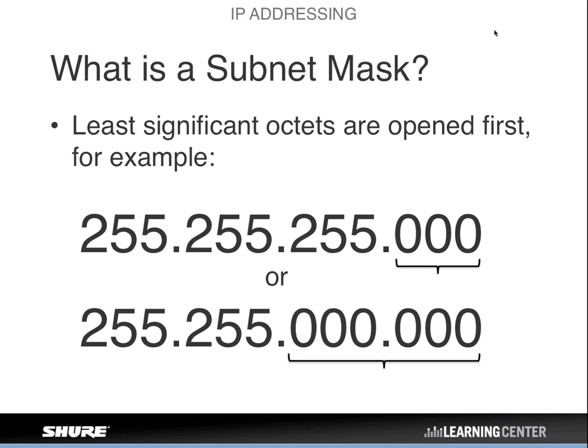Let's see. Okay. So what happens is, I like to call a value of 0 open. The reason I like to call it that is when an octet in a subnet mask is set to 0, the associating octet of the IP address for that device is the value that can vary as well. So to step back a second, every device has a subnet mask and an IP address.